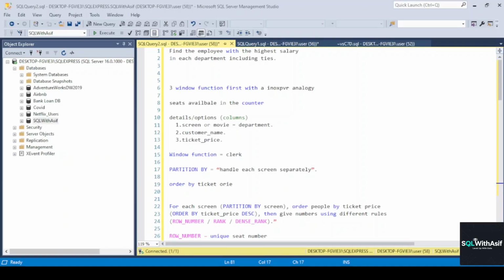Hello everyone. So today let's solve one very important question. Find the employee with highest salary in each department including type. This question can be solved using three window functions, which are row number, rank and dense rank.